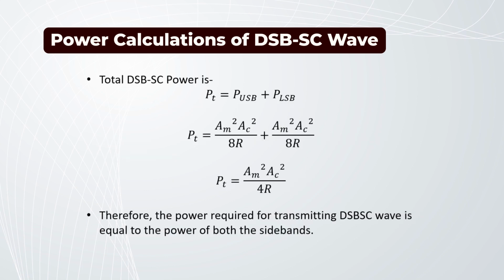Therefore, the total DSB-SC power is P_T, equal to the summation of P_USB plus P_LSB. Substituting the values of P_LSB and P_USB, we get P_T equal to Am squared into Ac squared divided by 8R. Therefore, the power required for transmitting a DSB-SC wave is equal to the power of both the sidebands.